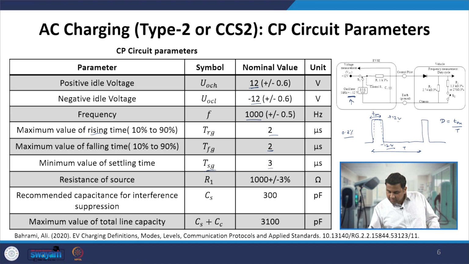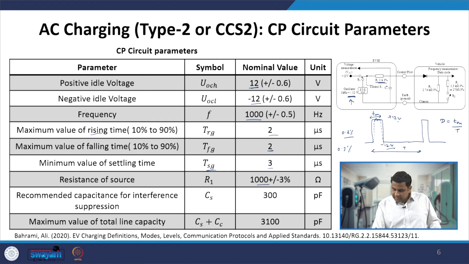That means sometimes this PWM pulse will also have some oscillation, so it will settle down. The maximum value is 3 microseconds, which is nothing but 0.3%, which is very small compared to the 1 millisecond PWM cycle. Then the resistance of the source: here we have the resistance of the source, which is 1 kilo ohm plus minus 3%.